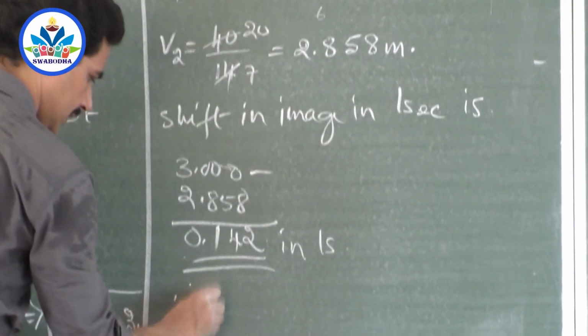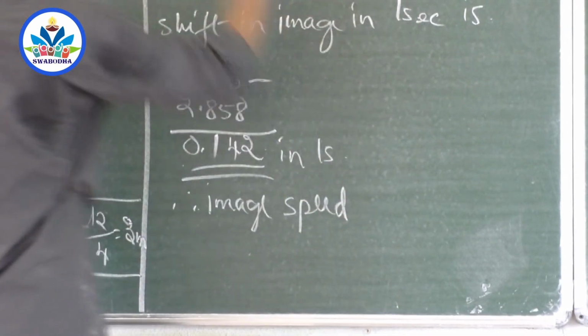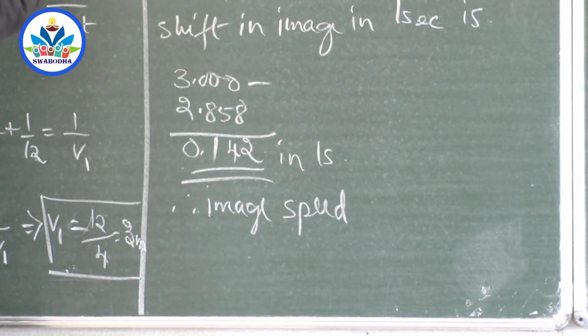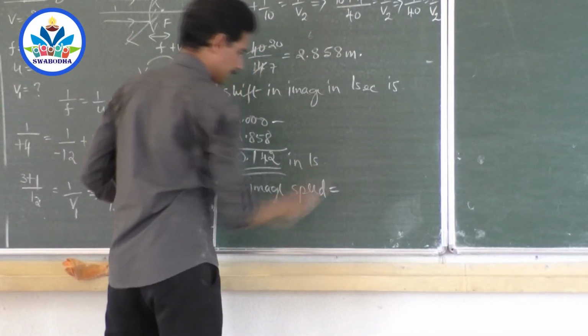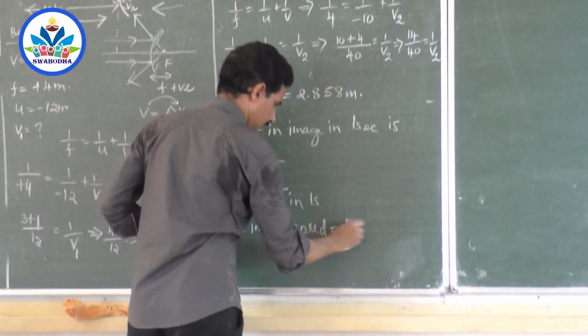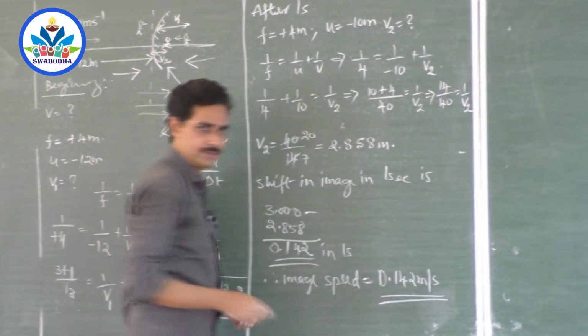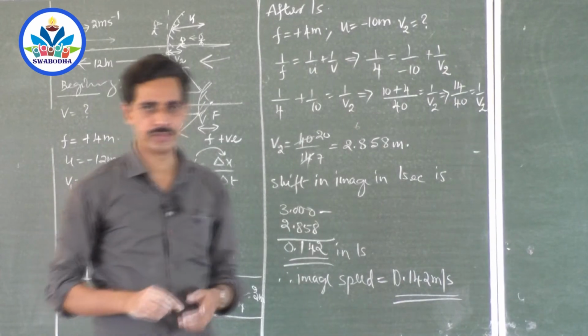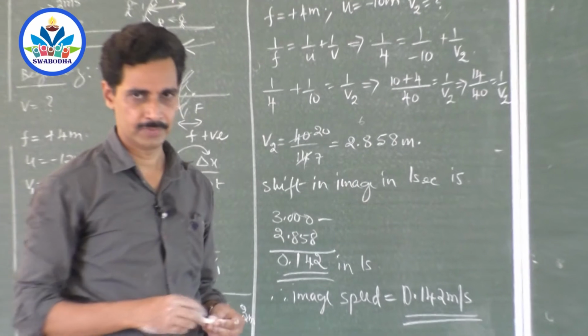So image velocity or image speed is, of course, the image will be moving in this direction when the object is running like this. If you write it better, we write speed. Image speed is equal to 0.142 meters per second. Okay. Now, this is not an exact way of solving the problem, but you may solve this in the theory exam like this. No problem.